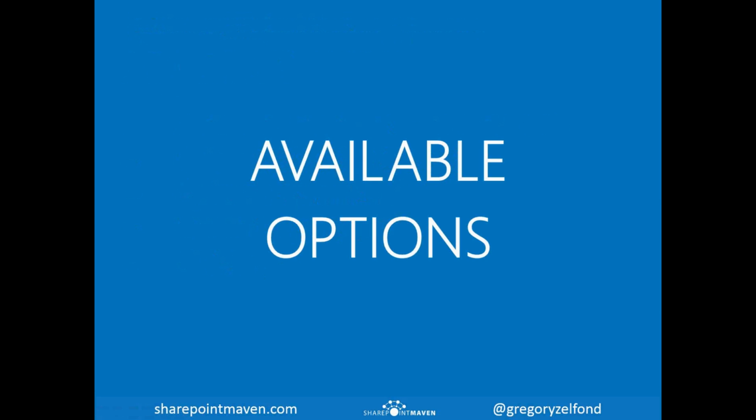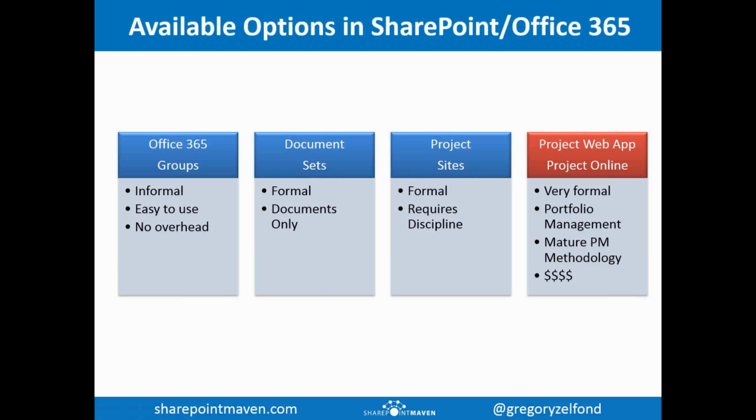All right, let's start off with the overview of all the available options to manage projects in SharePoint and Office 365 these days. This slide shows you the summary. The four options that we have are Office 365 groups, document sets, project sites, and Project Web App, or Project Online, or Project Server. There are different names for that. That's the fourth option. Now, the boxes in blue, this is what we're going to cover today. So we're only going to focus on Office 365 groups, document sets, and project sites today.